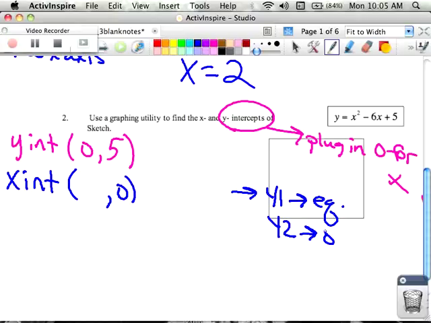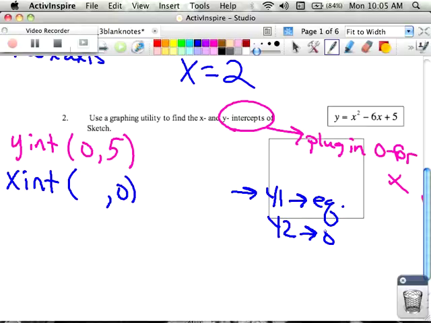So x squared minus 6x plus 5, and then 0. Now if you go zoom 6, you are going to see a quadratic function, a parabola, and you can't see it, but there's a horizontal line going across the x-axis.